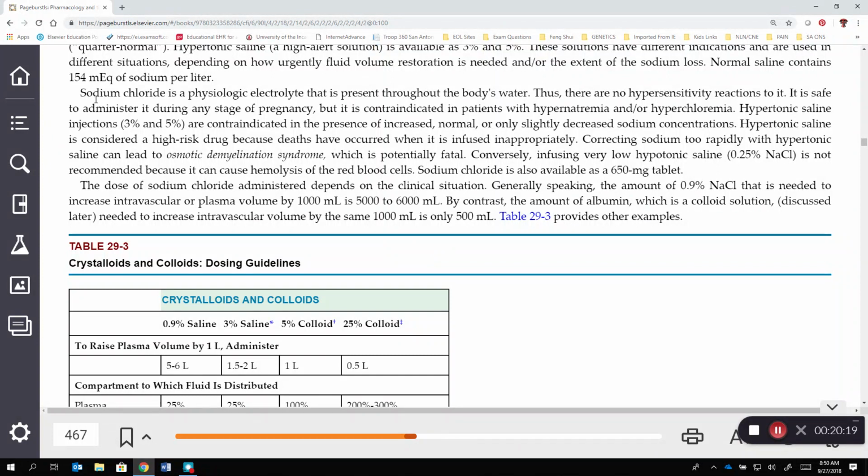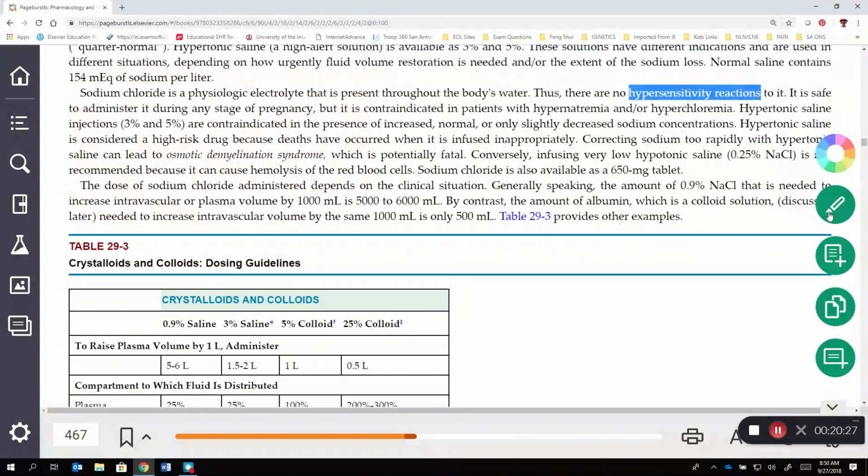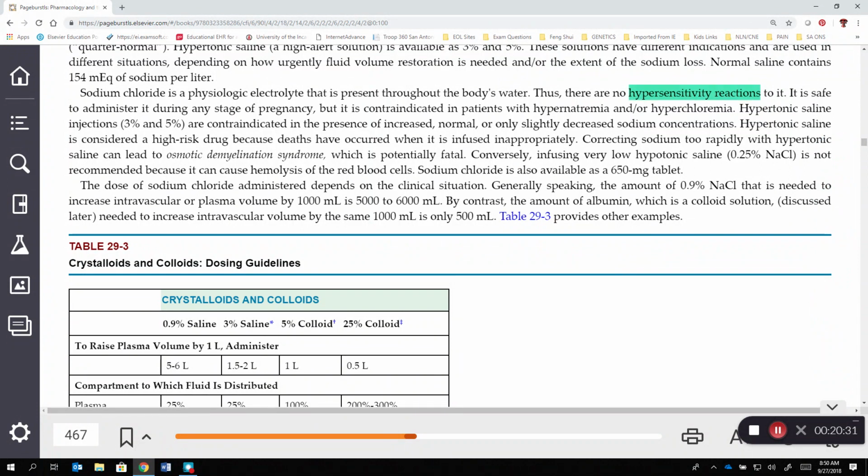Remember that sodium chloride is an electrolyte that is present in our body's water. So there's no hypersensitivity reactions. Remember that. You don't have to remember allergies to saline or to sodium chloride. It's safe to administer at any stage of pregnancy. No pregnancy categories to know there.